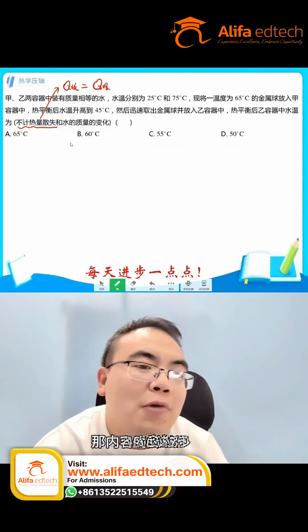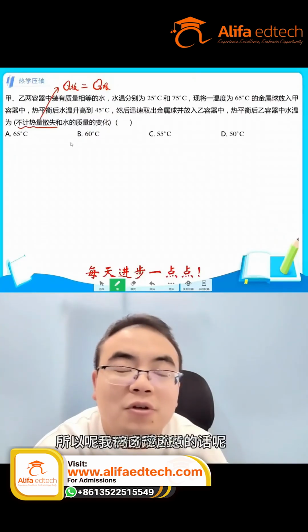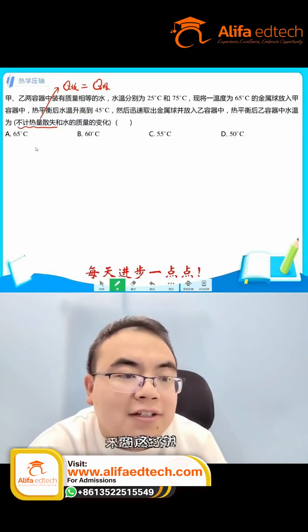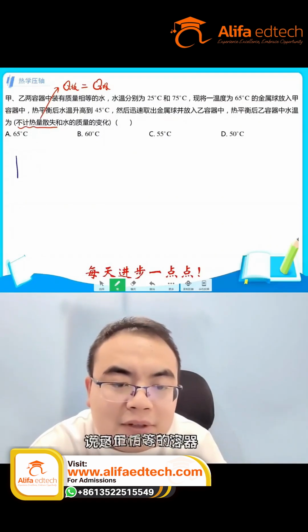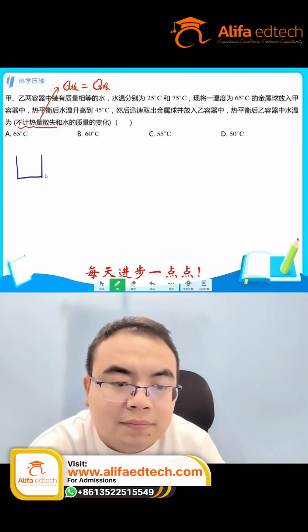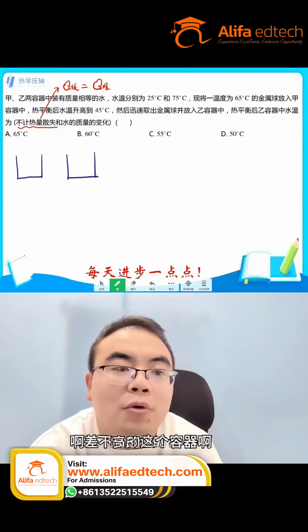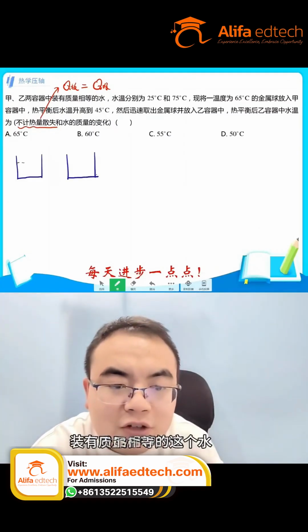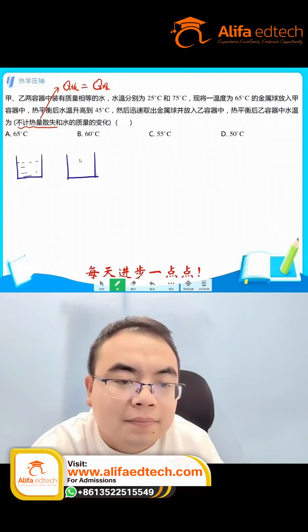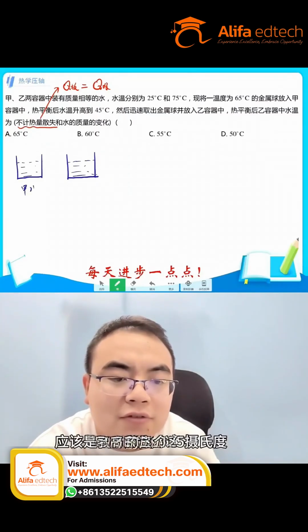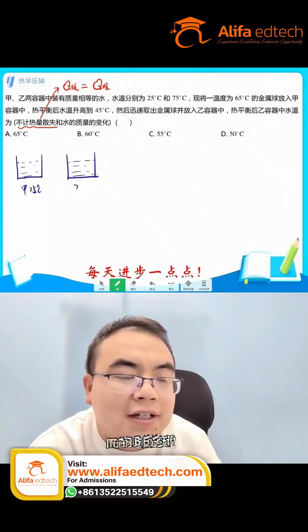Since there is quite a bit of content for the main point here, I'll first explain it to everyone using a diagram. So in this case, we have two containers, A and B. Both containers are similar and each contains an equal mass of water. Alright, so for container A, the temperature is 25 degrees Celsius, while for container B, it's 75 degrees Celsius.